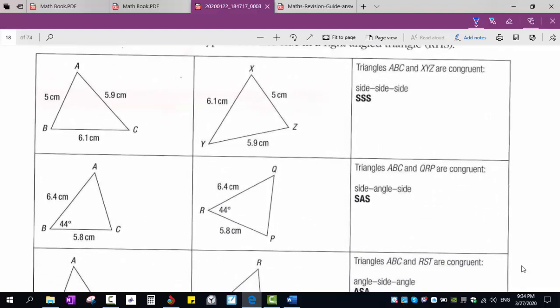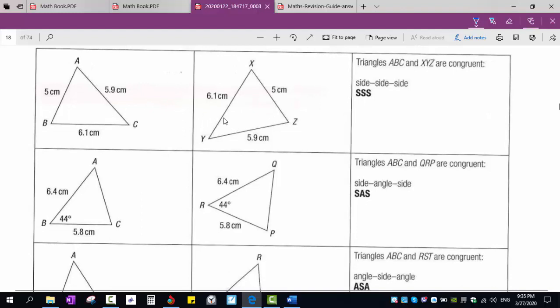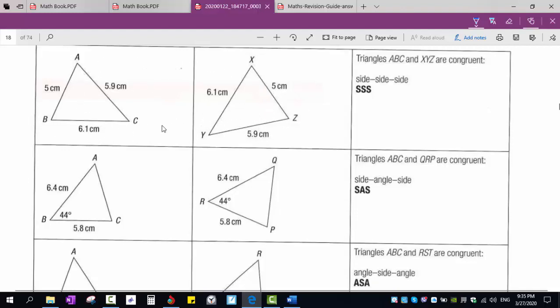The first rule, when the triangles have all the sides equal. We call this rule simply SSS, meaning side, side, side. It means all the sides are equal. That's what makes these two triangles congruent. Rotation doesn't matter. What matters is the length of the sides. All the sides respectively must be equal.